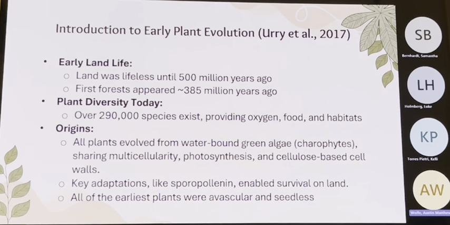So, introduction to early plant evolution. Early land life. Land was lifeless until about 500 million years ago. The first forest appeared around 385 million years ago. As far as plant diversity today, over 290,000 species exist, providing oxygen, food, and habitats.